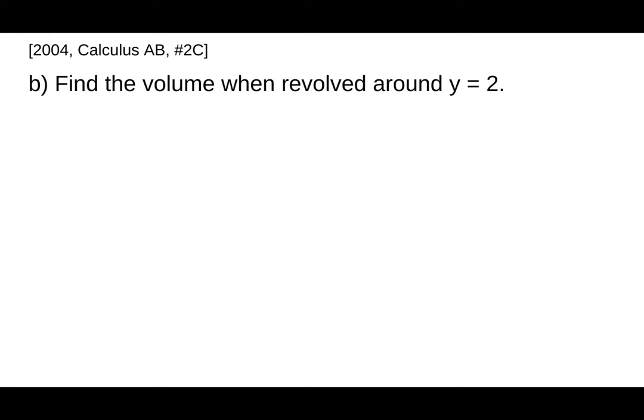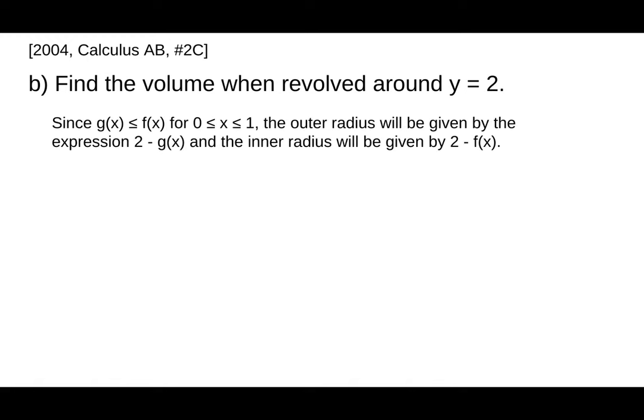In part B, we are asked to find the volume of this solid when that region is revolved around the line y equals 2. Now, since we're revolving around a horizontal line y equals 2, our outer radius will be determined by 2 and whichever one of those two functions is further away from that horizontal line. In this case, that happens to be g of x. And then our inner radius will be determined by 2 and the function which is closer to the horizontal line y equals 2. In this case, that is f of x.